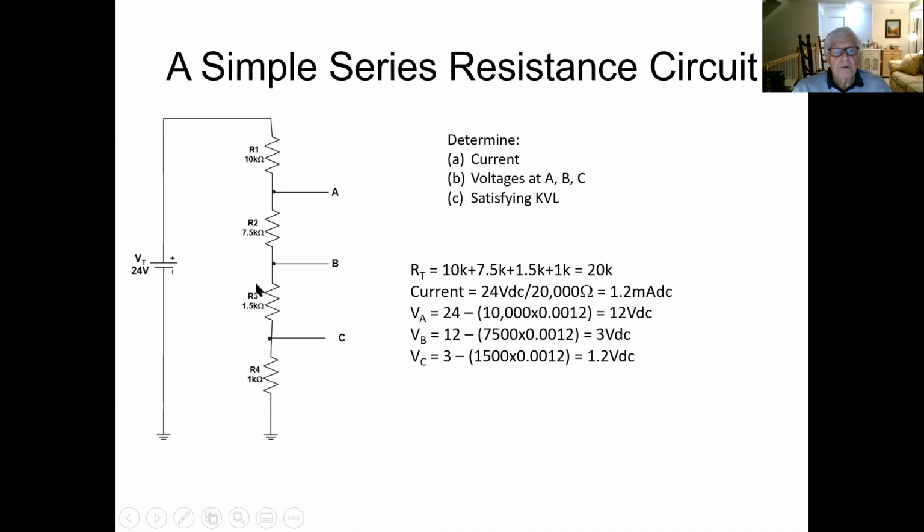Then we drop another bunch of volts from going through R3, which is 1.5K times 1.2 milliamps. So at point C, we get 1.2 volts DC. Okay, there's our voltage drops in a series circuit. And if you were to add up all the voltage drops, you would find that the total of the voltage drops is going to be equal to 24 volts.